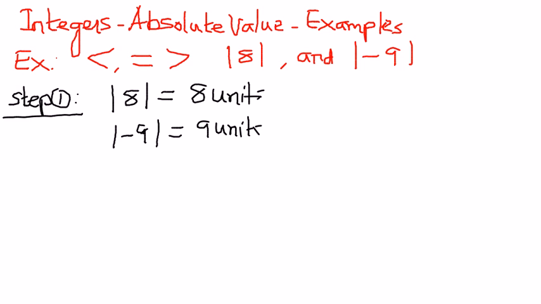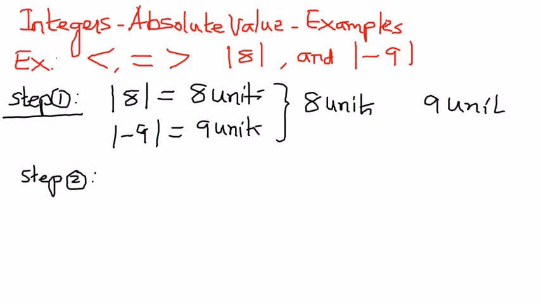Therefore, in step number 2, we come back and compare these two, 8 units and 9 units. If we were to place a symbol between these two numbers, 8 units is less than 9 units, and therefore for the absolute value of 8 and the absolute value of -9, the symbol we want to put between these two is the less than symbol, like that.